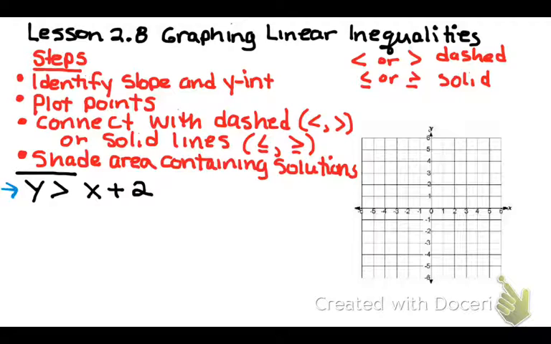Given y is greater than x plus 2, the first step is to determine our slope and our y-intercept. So our y-intercept is a positive 2. So we're going to go to our graph and plot that.